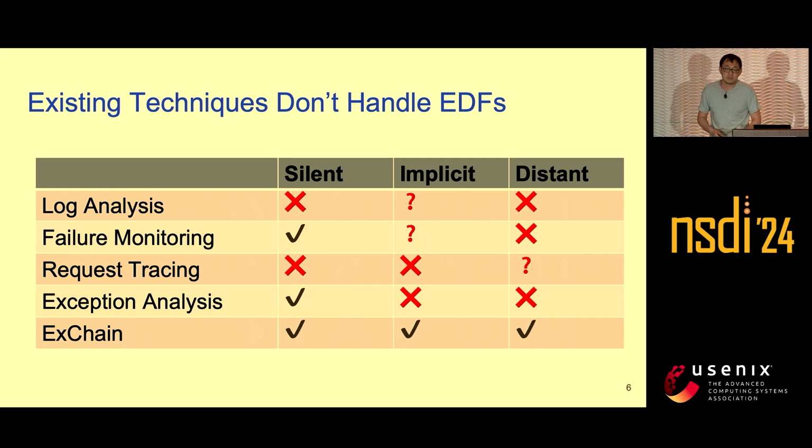Unfortunately, existing failure diagnosing tools aren't really helping developers diagnose such failures. Log analysis relies on the logs written by the application, so if the developer did not log all the exceptions in the application, it cannot help the developer. Failure monitoring or request tracing cannot understand the implicit data flow caused by exceptions, and they cannot reason about distant exception propagation. There are a couple of works in the programming languages and software engineering domain that try to understand how exceptions affect the control flow of the application. Unfortunately, they are not focusing on the implicit state changes caused by exceptions. I'm going to talk about ExChain and how ExChain solves those three challenging problems.